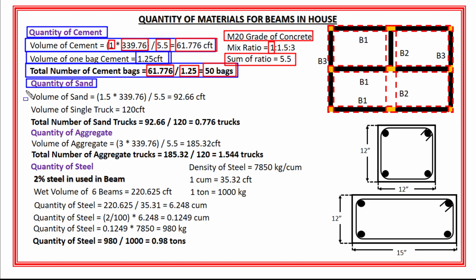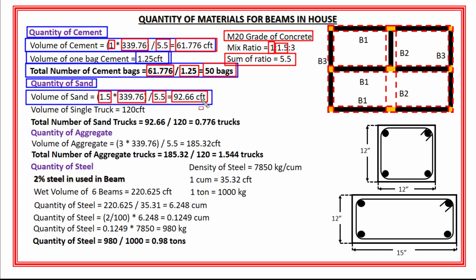So the volume of sand is equal to 1.5, which is the ratio of sand, multiplied by 339.76 cubic feet, divided by 5.5. And the total volume of sand is equal to 92.66 cubic feet.